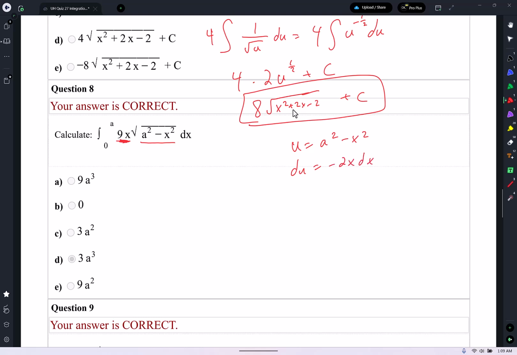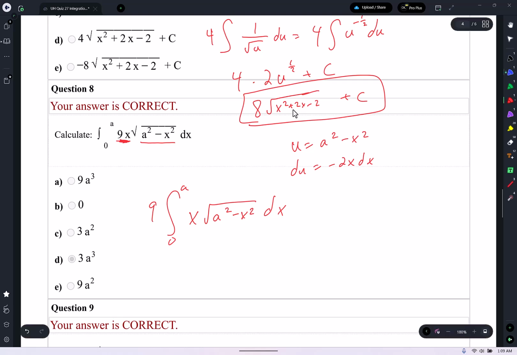So let's see. I'm going to put the 9 on the outside. Integral. I'm going to have new limits. Okay, let's rewrite it. So right now I have x square root of a squared minus x squared dx. And I guess I'm still with x here. But we're going to go in terms of u now. We're not going to go back to our x this time. So I need a negative 2. If I put a negative 2 there, I got to put a negative 2 in the bottom there. So negative 2x dx is du, and this guy right here is u.